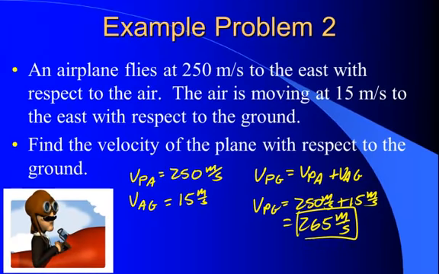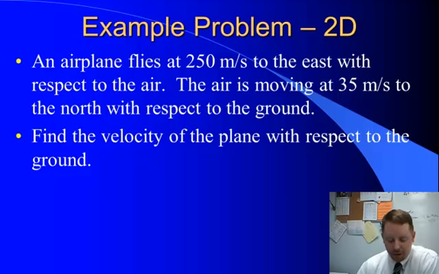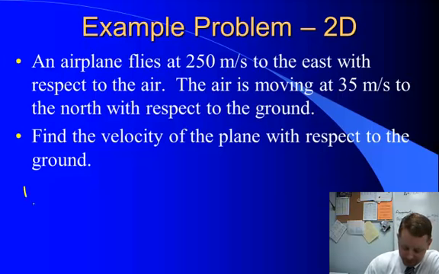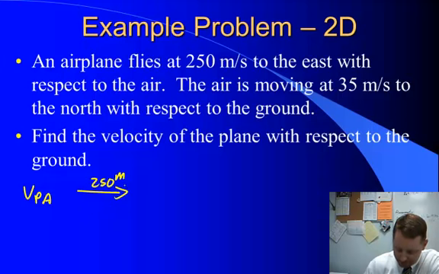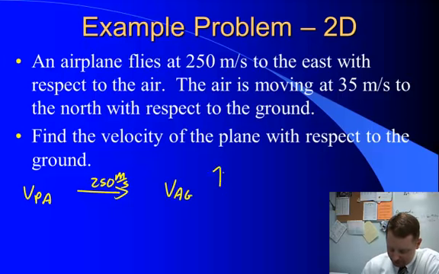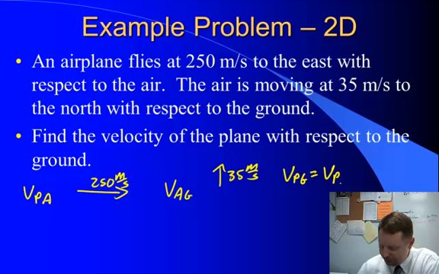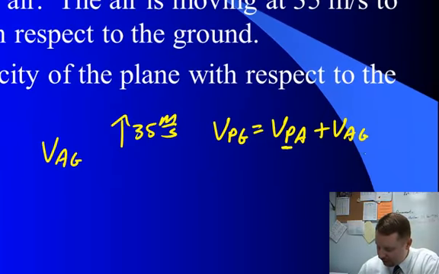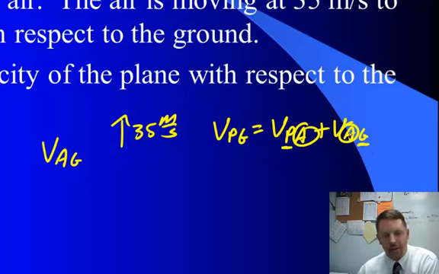One last problem and we'll end this video. Two-dimensional problem, relative motion. An airplane flies at 250 meters per second to the east with respect to the air. So the velocity of the plane with respect to the air is a vector 250 meters per second. And the air with respect to the ground is 35 meters per second to the north. Two-dimensional problem, we're setting it up the same way. The velocity of the plane with respect to the ground must be the velocity of the plane with respect to the air plus the velocity of the air with respect to the ground. We've bookended our initial object and final object, and in the middle our letters are the same.